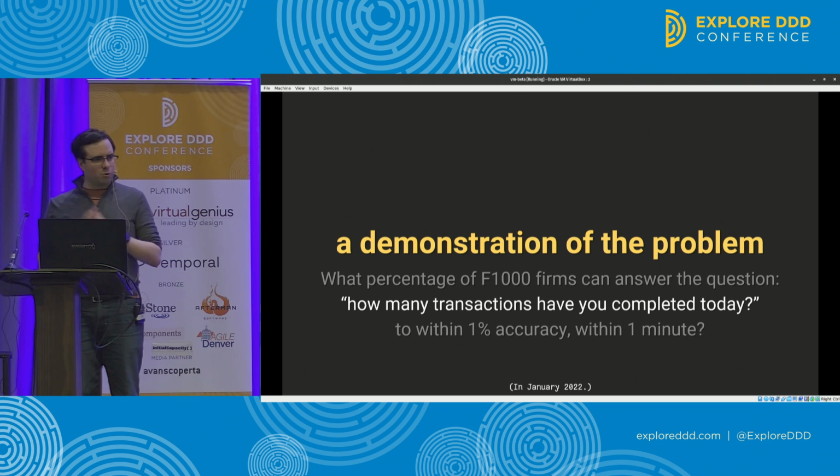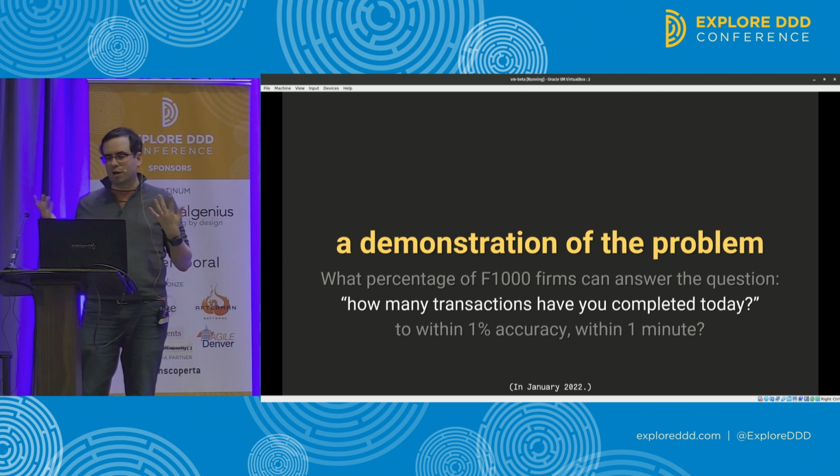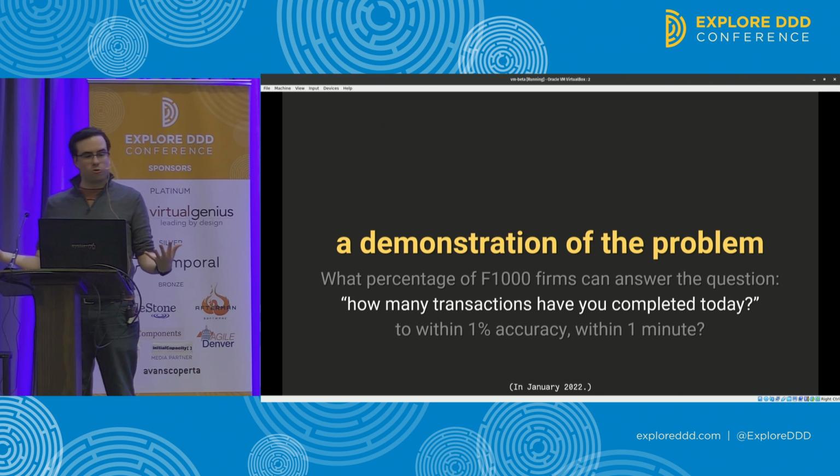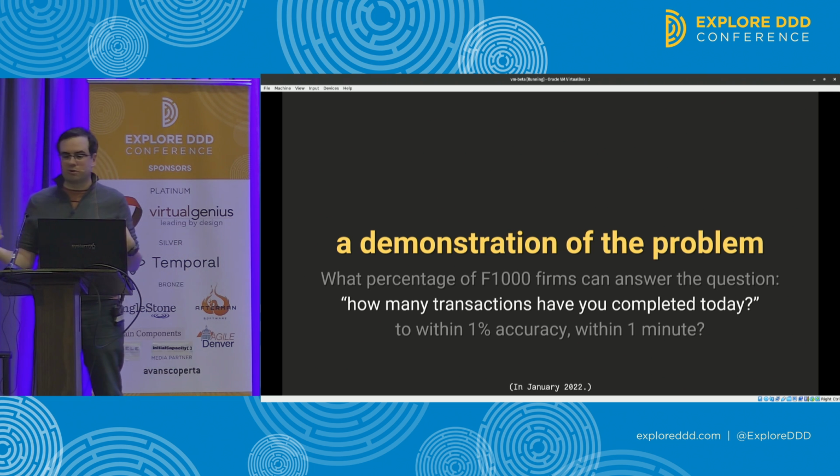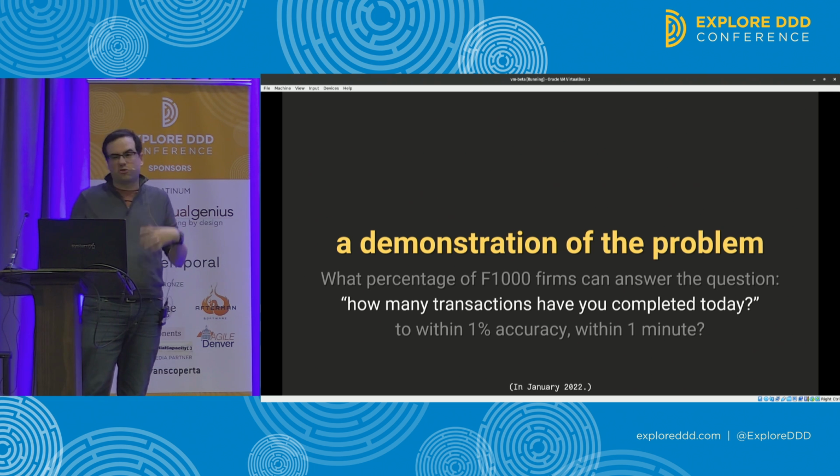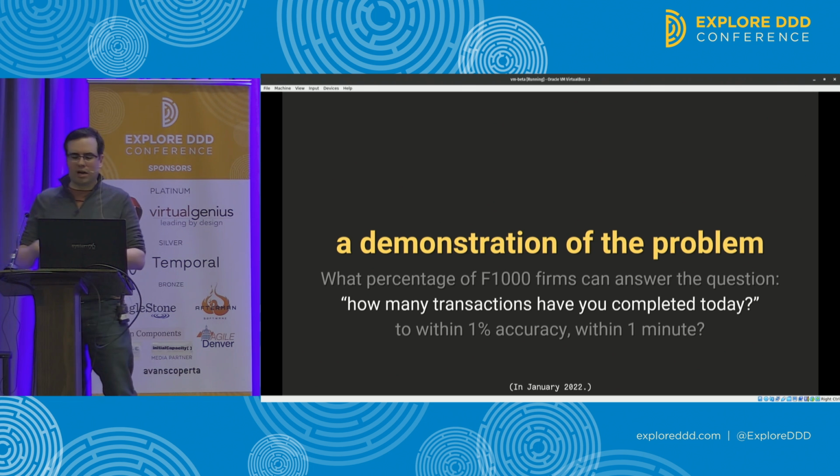So here's just a quick demonstration of this problem. If you ask most startups or most mid-sized companies, they know exactly who their customers are, exactly how much they're spending, and exactly how many of them there are, because there just aren't that many of them to look at. So it's easy to see all of them at once.